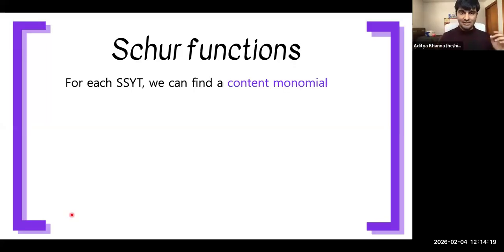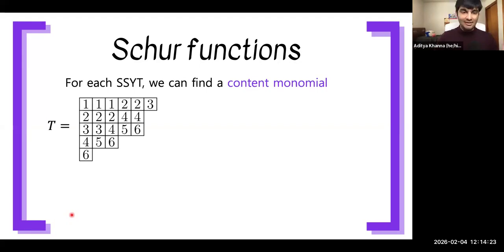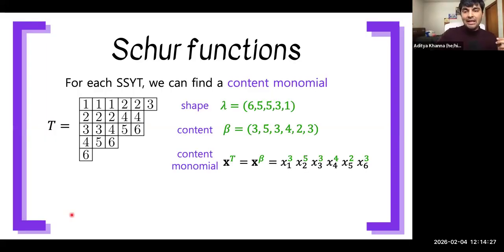So how do we construct these? We take a semi-standard Young tableau, for example, this example that we are using the whole time. And then I look at its shape and content. This is what we computed earlier. And all I do is I take the ith entry of the content and raise it to the power of xi. So here I have the second entry being 5, so x2 will be raised to the power 5. That's the content monomial. Every semi-standard Young tableau has a content monomial.